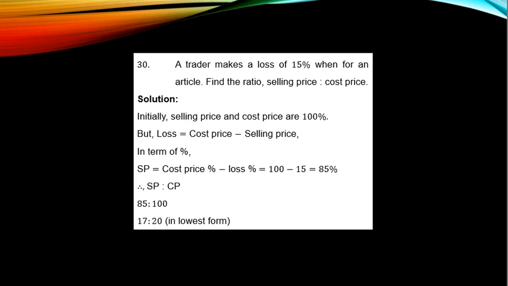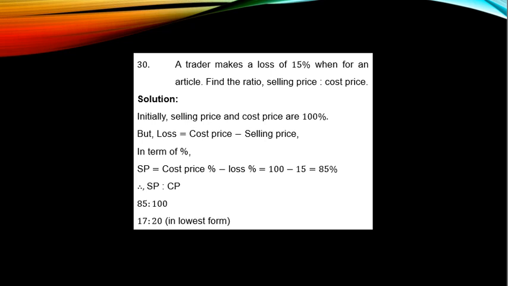Example 30. A trader makes a loss of 15% for an article. Find the ratio selling price to cost price.